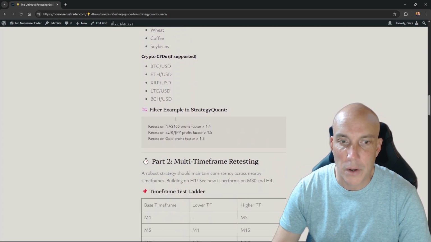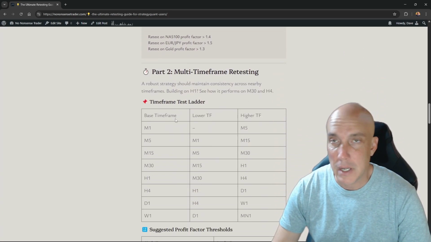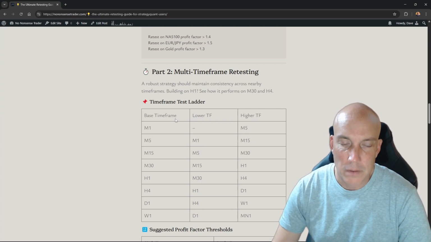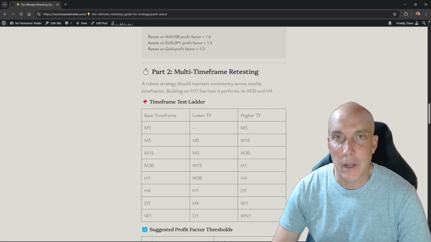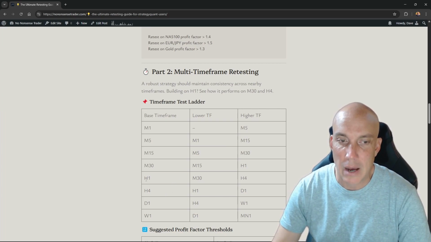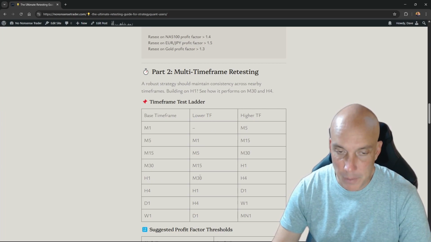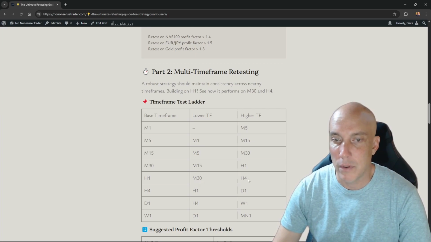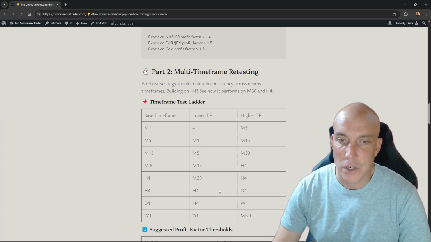Now let's keep on going. The next part, you're going to retest it in other time frames. But what time frames, right? This chart right here can explain all of that. If you were creating an hour one strategy, on the hourly chart, we are going to do a time frame lower on the minute 30 and a time frame higher on the hour 4. And this chart is just to guide you with that.